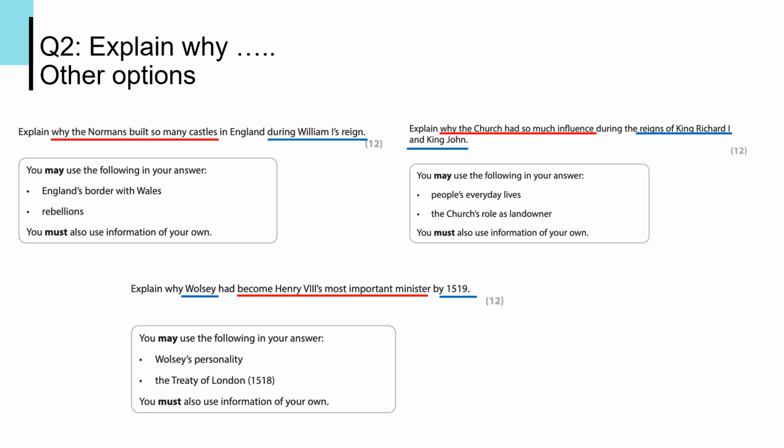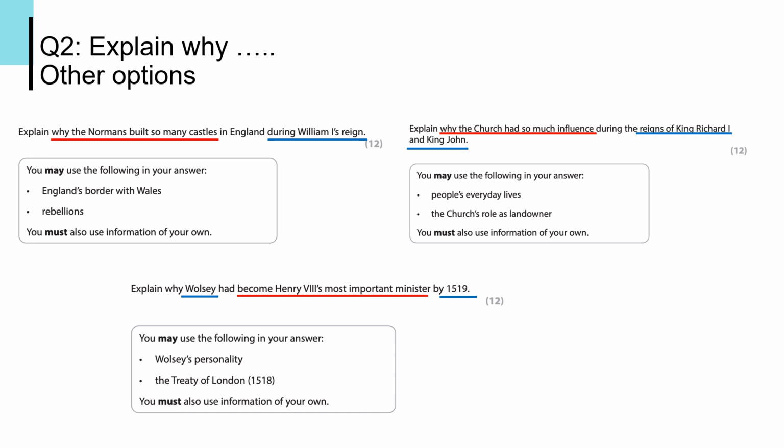Here we have some other explain why questions from the other British Depth Study papers. This question is constructed in the same way across all papers. So have a look for a question on the paper that you are sitting. As I said, underlined in red is what you need to explain. And underlined in blue is the knowledge that you need to use to support this explanation.